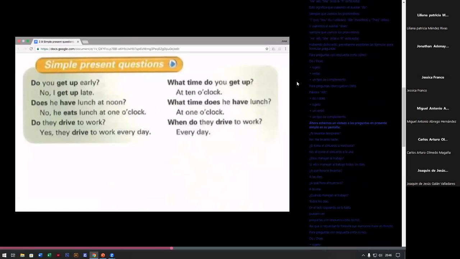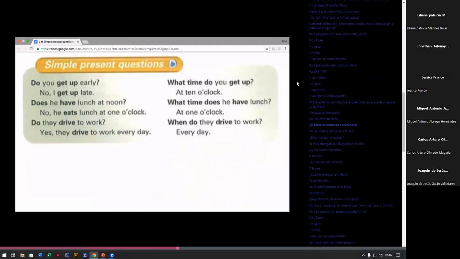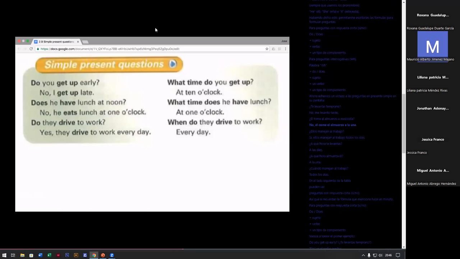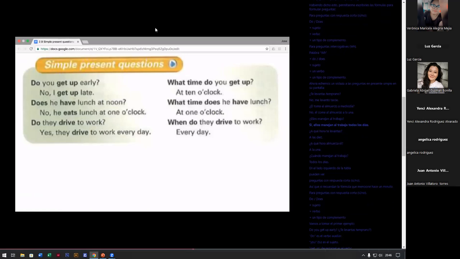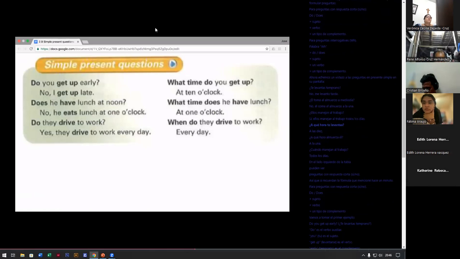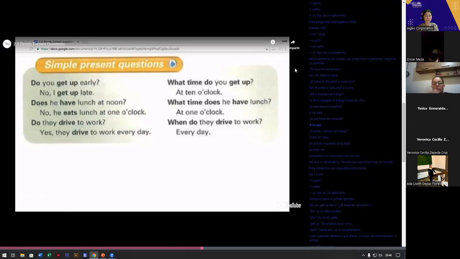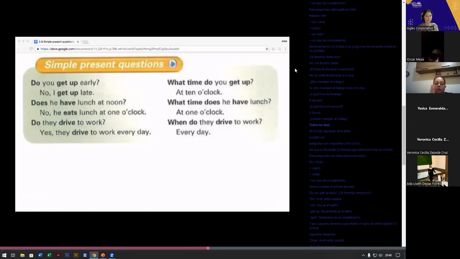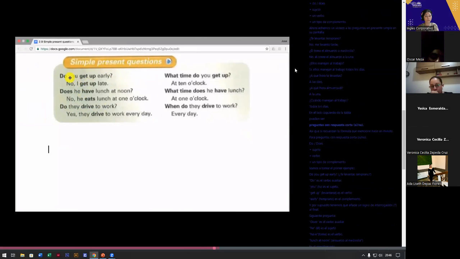Now let's take a look at the simple present questions on your screen. Do you get up early? No, I get up late. Does he have lunch at noon? No, he eats lunch at 1 o'clock. Do they drive to work? Yes, they drive to work every day. What time do you get up? At 10 o'clock. What time does he have lunch? At 1 o'clock. When do they drive to work? Every day. On the left side of the chart, you can see yes or no questions.